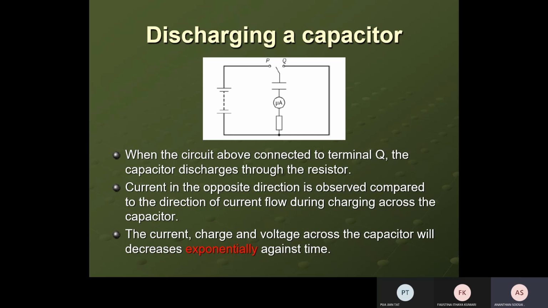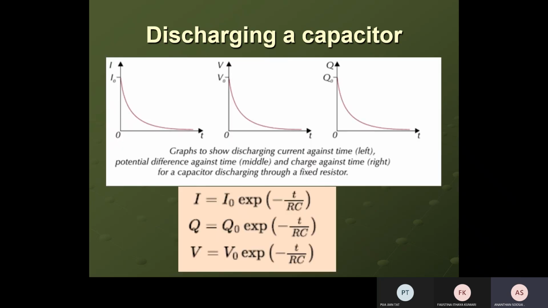Okay, now something new. The current across the capacitor, measured by the micrometer connected in series with the capacitor, decreases, and this is important, exponentially. These are newly added to your syllabus. Last year they didn't have this, so it is newly added.